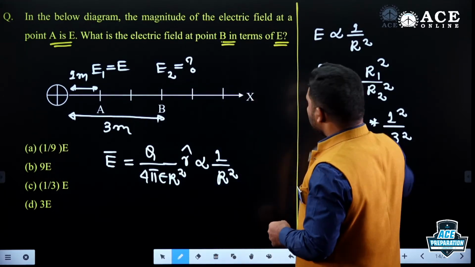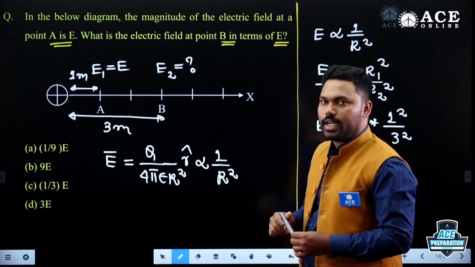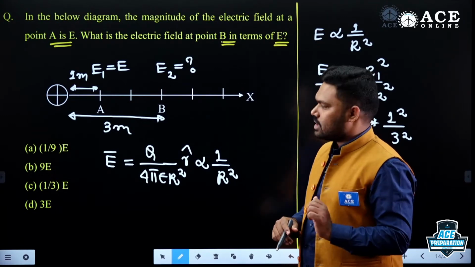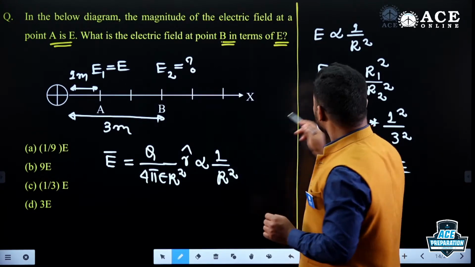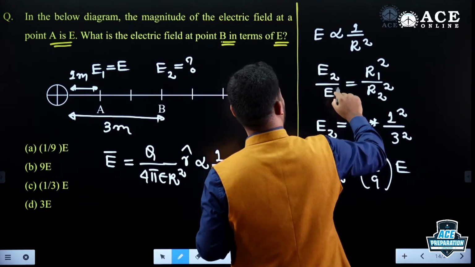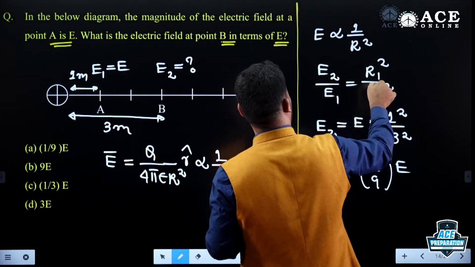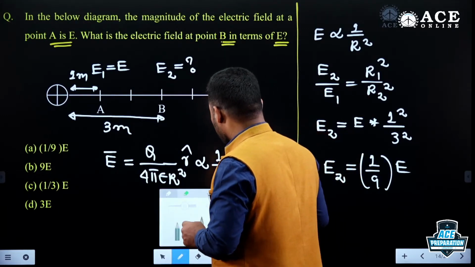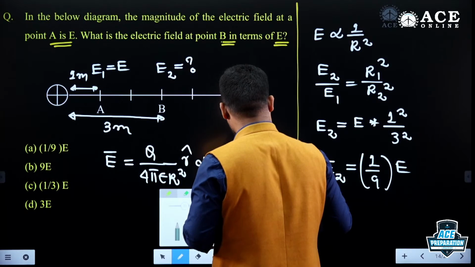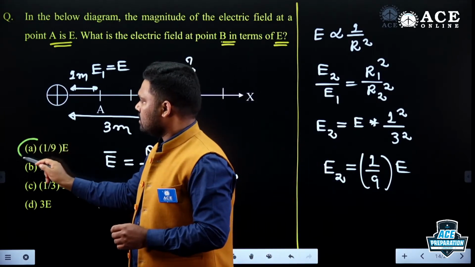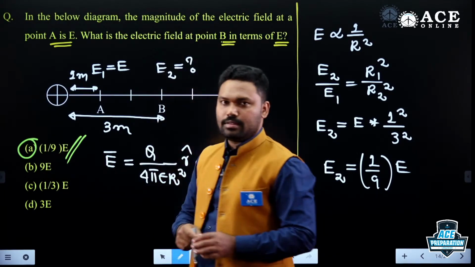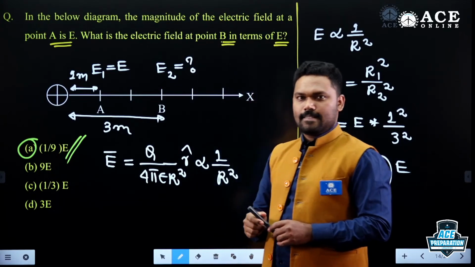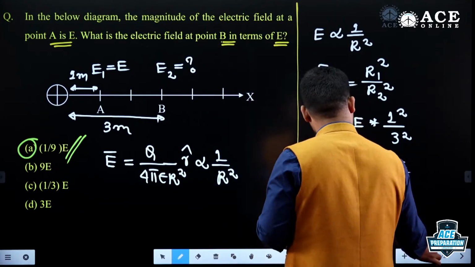You need not write all these things if you are good at calculations. Just by the inverse, from here itself you can decide. This is E, so you can bring E. It is 1 square by 3 square, 1 by 9. There is a factor of 1 by 9. So what is the answer here? Option A is the answer, 1 by 9 into E. Clear? Okay. Fine.